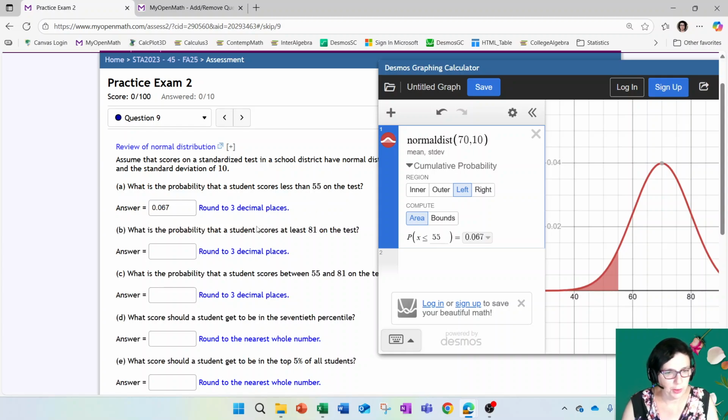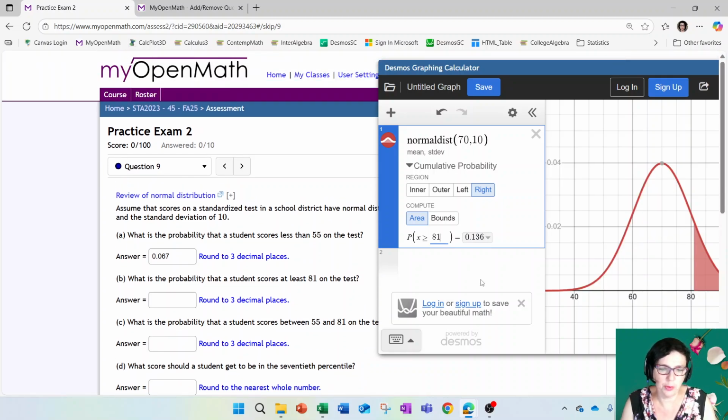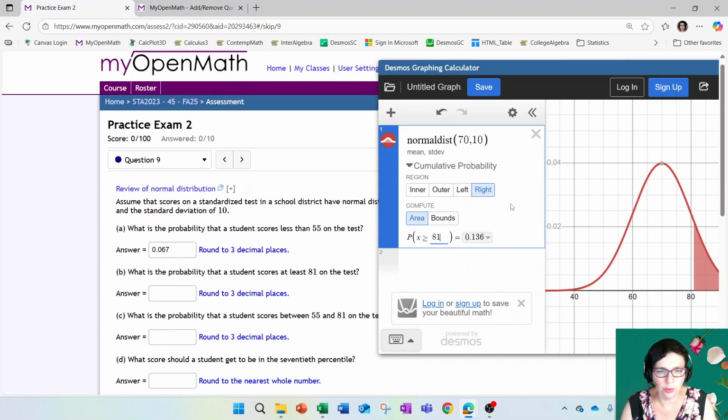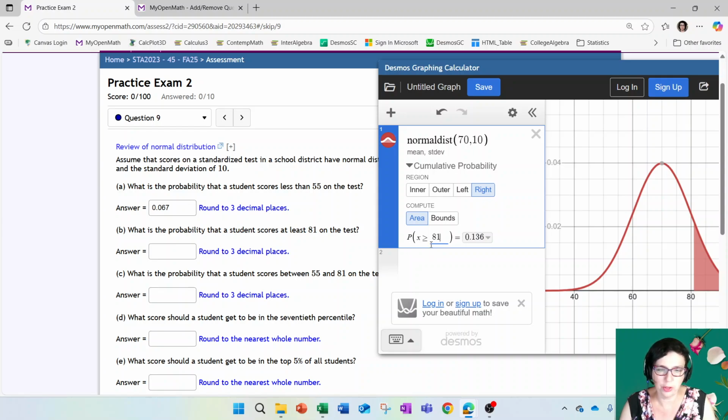Pretty small probability. Okay, what's the probability that the student scores at least 81? So at least means 81 or higher. That would be to the right. So anytime it says more or at least, you use right. Anytime it says less or at most, you use left. Okay, so for right, we want to the right of 81. It doesn't matter, by the way, if 81 itself is included or not. It's more than or equal to for normal distribution will be the same area, so it's not gonna change.